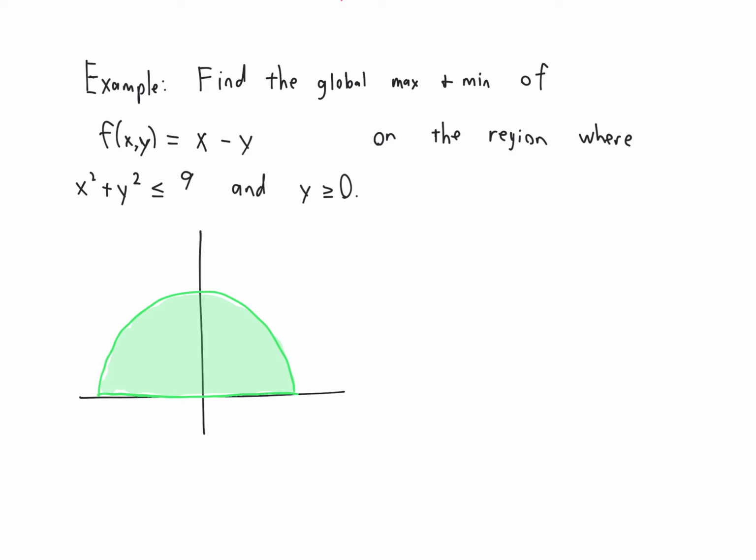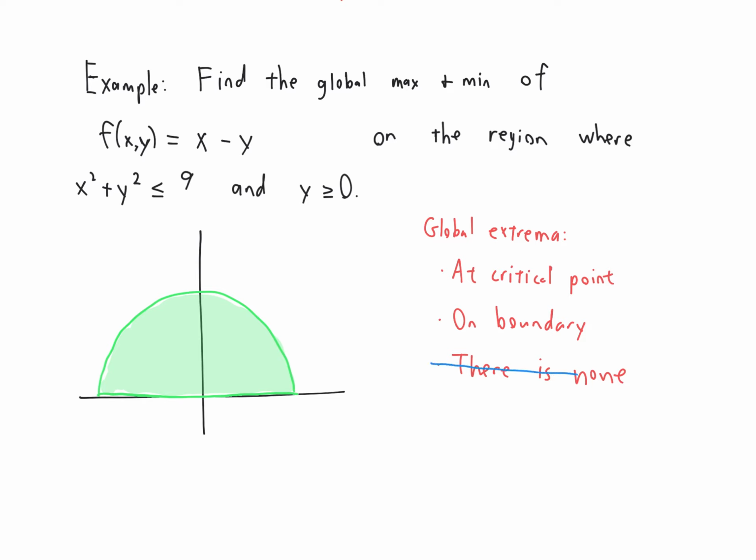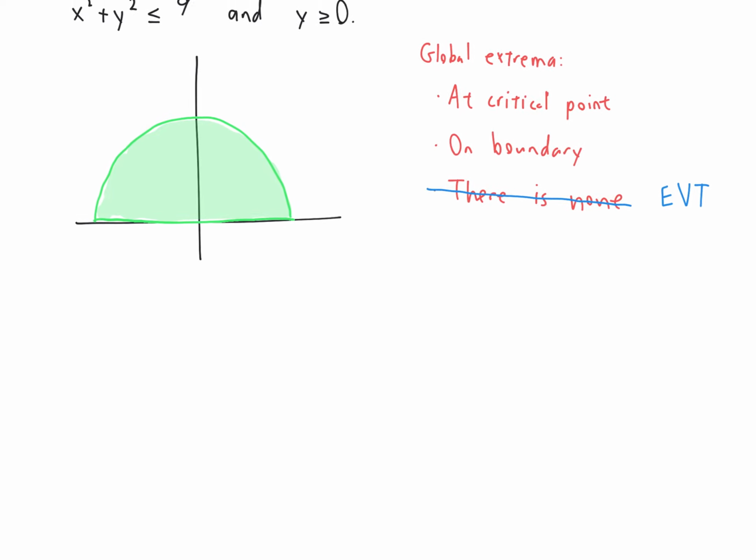As usual, we want to think through the three possibilities of where the global extrema might show up. So the global max and min might be at critical points of the function. That would be if they're on the interior of this region in the light green shaded part. They might be on the boundary, or there might just not be a global max and a global min. Now, since this region is closed, it includes its own boundary, and it's bounded, does not extend infinitely far in any direction, we can eliminate the last possibility.